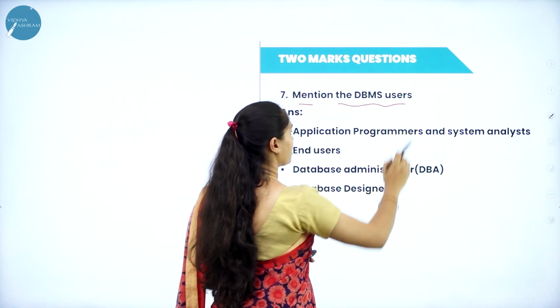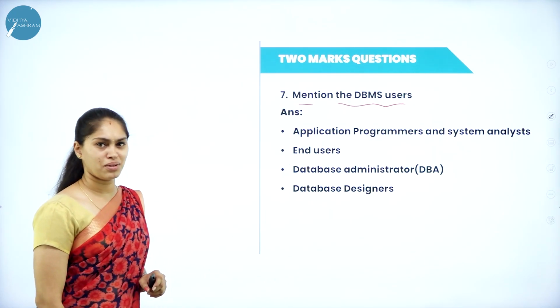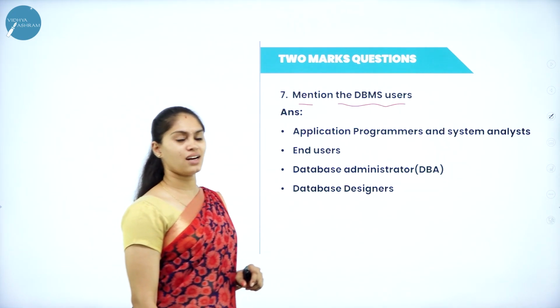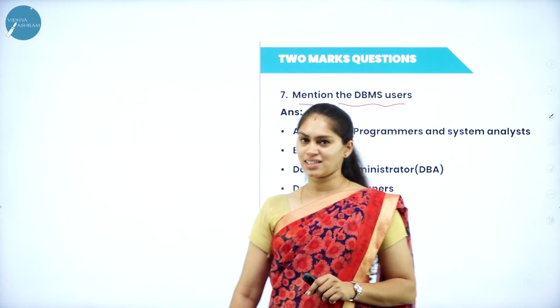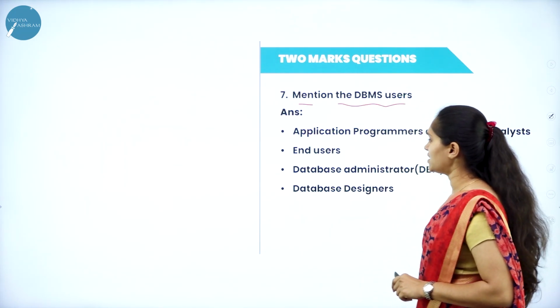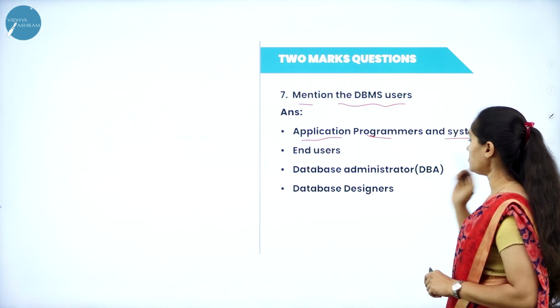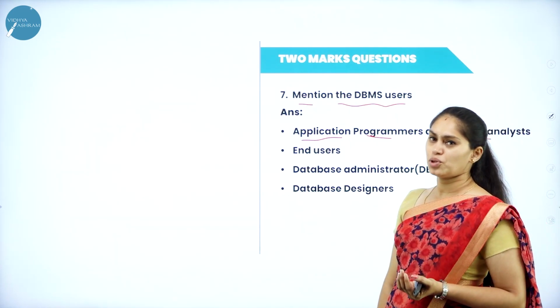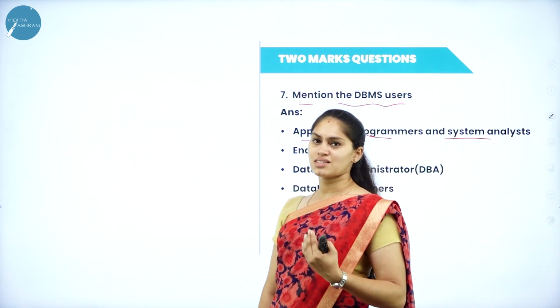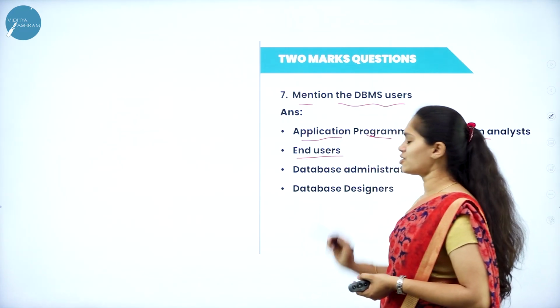Mention the DBMS users. Who all will be there in a DBMS? Who all will be considered DBMS users? For example, we have DBMS users called application programmers and system analysts. So we have programmers, we must also have system analysts, and it also consists of end users.